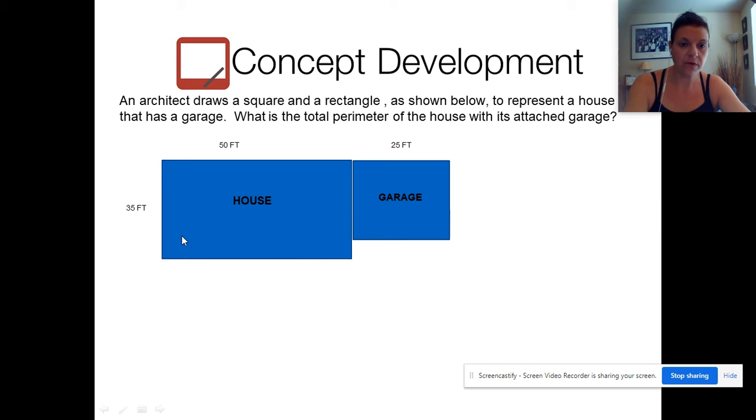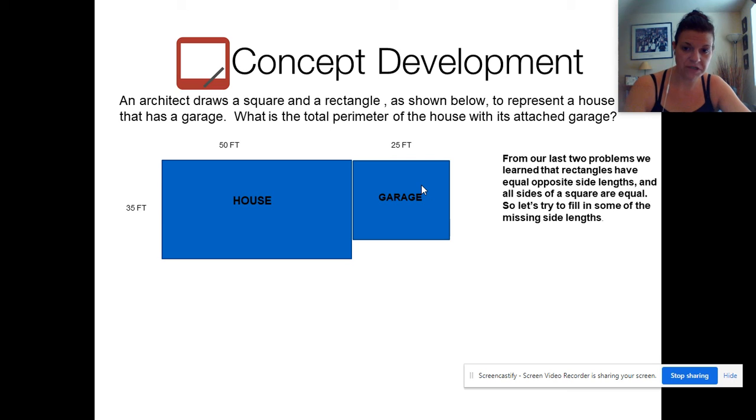Okay. So what do we remember about the rectangle? That the opposite side lengths are equal. Okay. And what did we know about the square? That all side lengths are equal. Yep. So there's what we just said from our last two problems. We learned that rectangles have equal opposite side lengths and all sides of a square are equal. So let's try to fill in some of the missing side lengths, okay? So we know that one side of the rectangle is 50 feet. That would mean the opposite side is 50 feet. You got it.